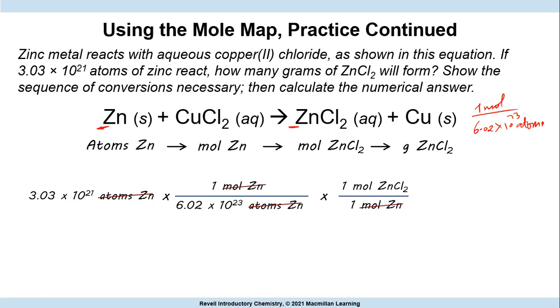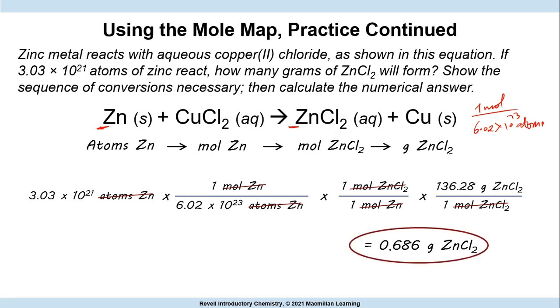So we are now going to move from the moles of ZnCl2 to grams of ZnCl2. For us to do that, we have to use the molar mass of ZnCl2. And if you calculate that molar mass, you are going to see that it's 136.28 grams. So for that conversion factor, the moles of ZnCl2 must be at the bottom so that they cancel out and we are left with grams. If you evaluate this answer, it is going to give you 0.686 grams of ZnCl2.